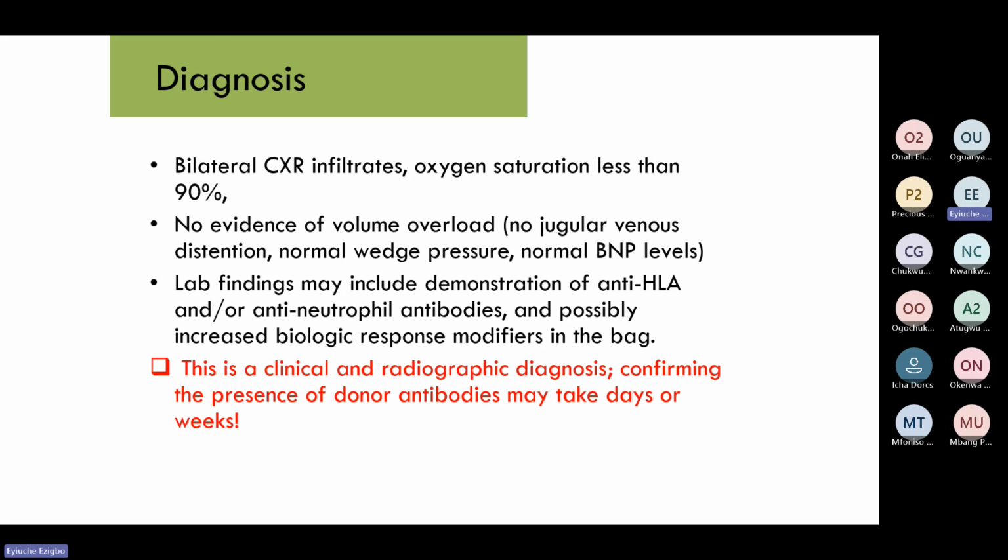Lab findings may include demonstration of anti-HLA antibodies or anti-neutrophil antibodies and possibly increased biological response modifiers in the bag. So these are some of the things that can be done if we want to investigate TRALI. It is a clinical and radiological diagnosis. Laboratory investigation is quite complex and very tedious. It is majorly a clinical and radiographic diagnosis. Confirming the presence of donor antibody may take days or weeks. So most times it is diagnosed by clinical examination and radiographic examination.